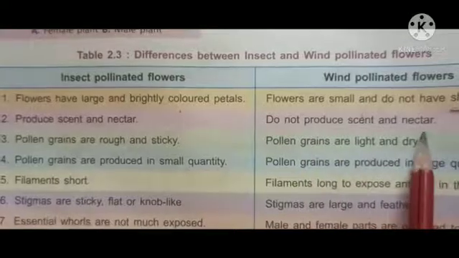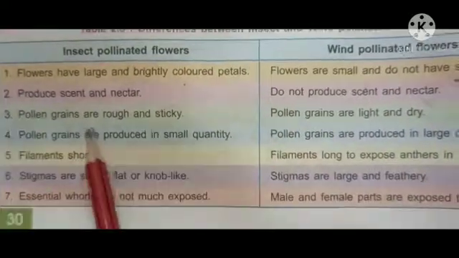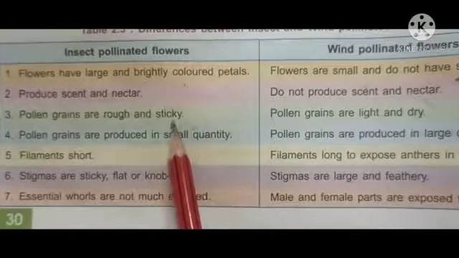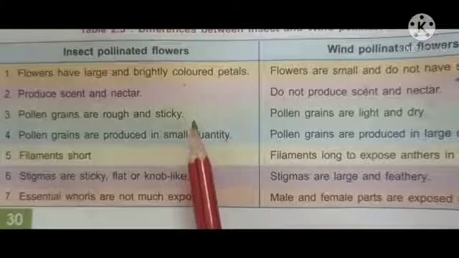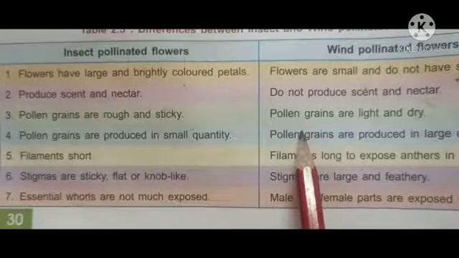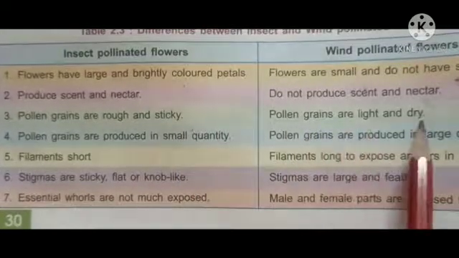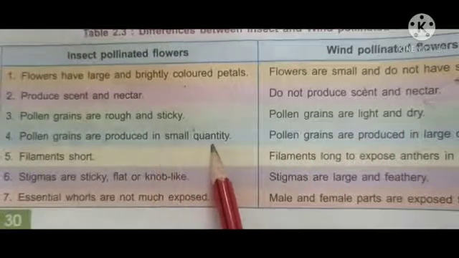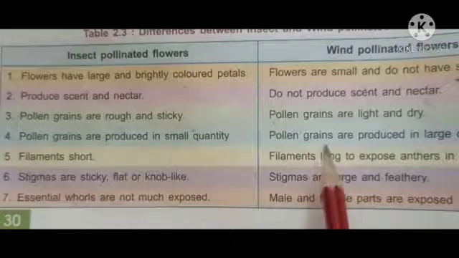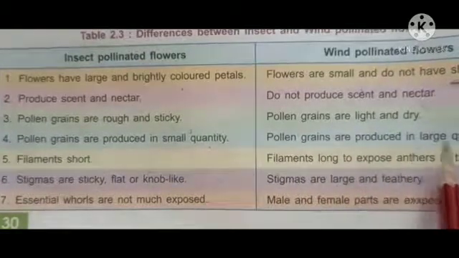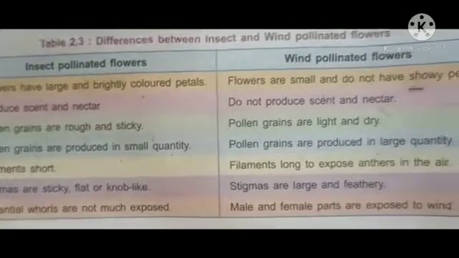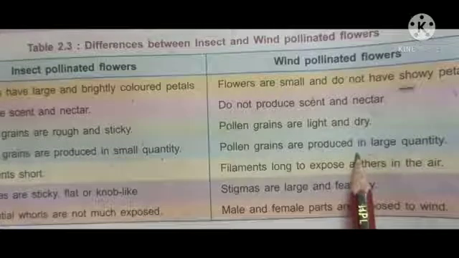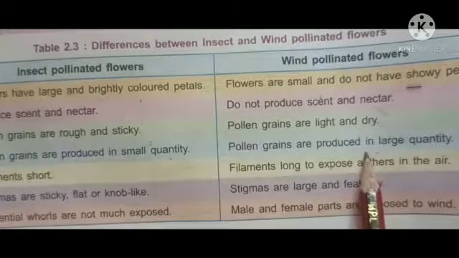Then next, in insect pollinated flowers the pollen grains are rough and sticky, so that they can stick to the legs and wings of the insects. But in wind pollinated flowers, pollen grains are light and dry. In insect pollinated flowers, pollen grains are produced in small quantity, but in wind pollinated flowers, pollen grains are produced in large quantity. Why? Because most of them are wasted on the way before they reach the female flower.